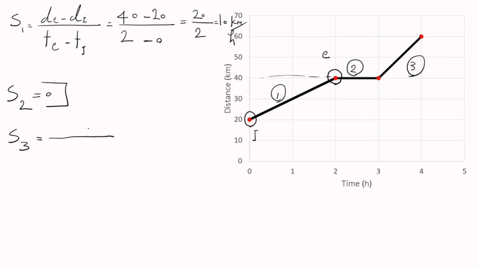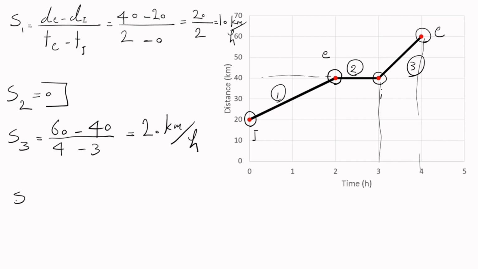Let's go for the third part. For the third part, this one is going to be ending point, this one is going to be initial point. So distance of ending point of the third part would be 60 if I continue that. For initial point, 40. For time, I'm going to have 4 minus 3. Which is going to be 20 over 1, 20 kilometer per hour.